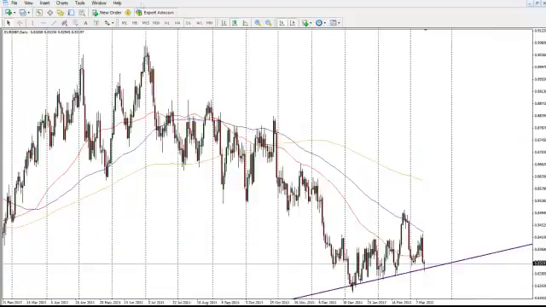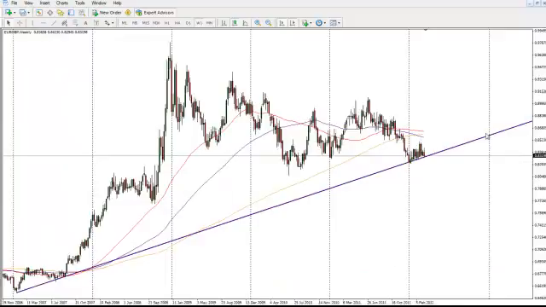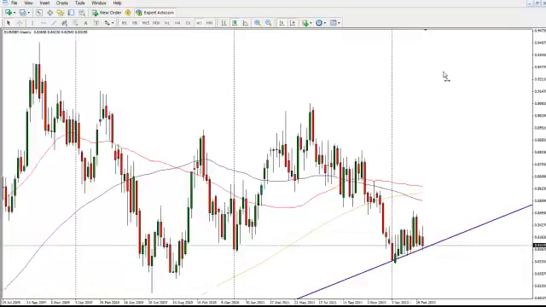Let's go back to the weekly. In terms of resistance zones, in terms of moving averages, we do have this nice little cluster up here. So if we do get a nice pop up from this trendline support, if it continues to hold, then that will be the first key resistance zone on the weekly chart, the 100-week moving average, which is at around 0.8565 currently.